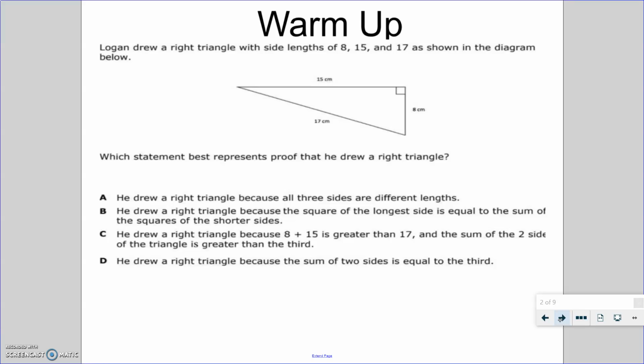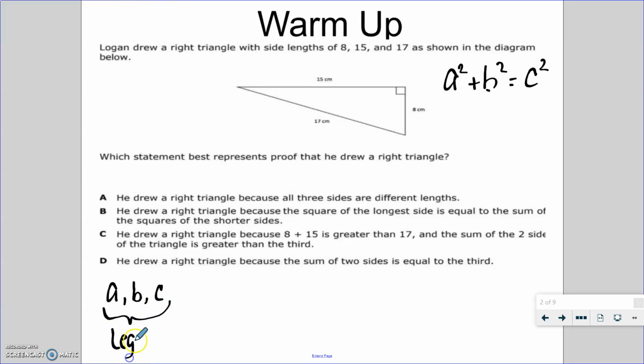Well, before we start looking at our answer choices, we need to figure out what we know about a right triangle. We know when we have a right triangle, we use our Pythagorean theorem, and the formula for Pythagorean theorem is a squared plus b squared is equal to c squared. We know that a, b, and c represent our legs, our side lengths.